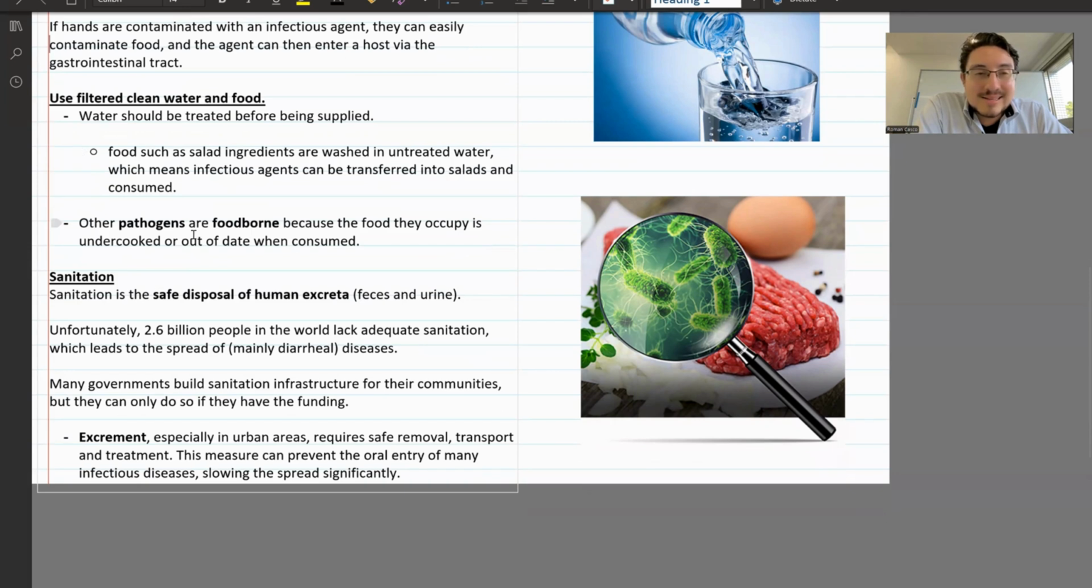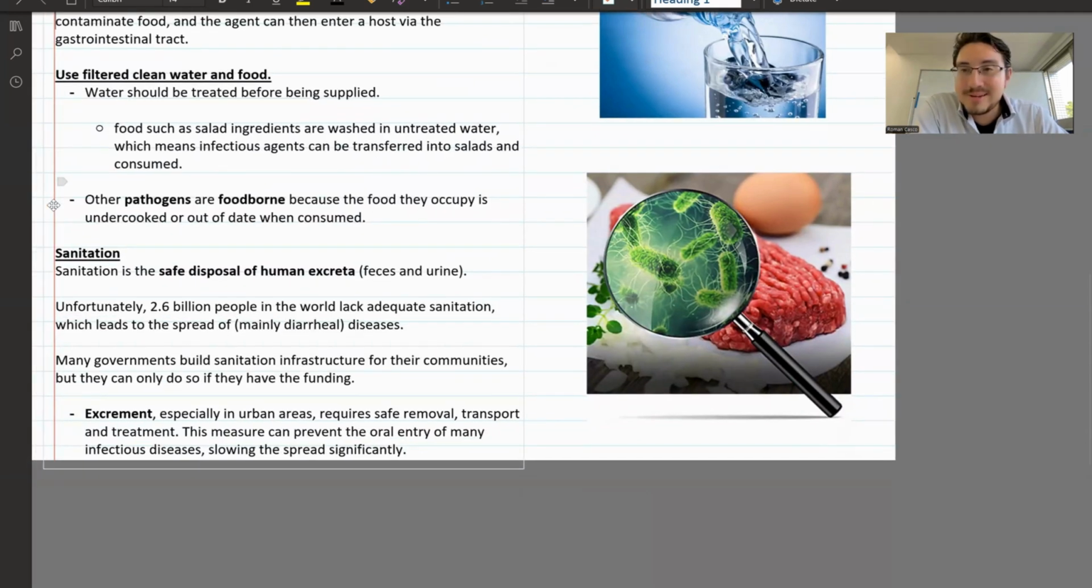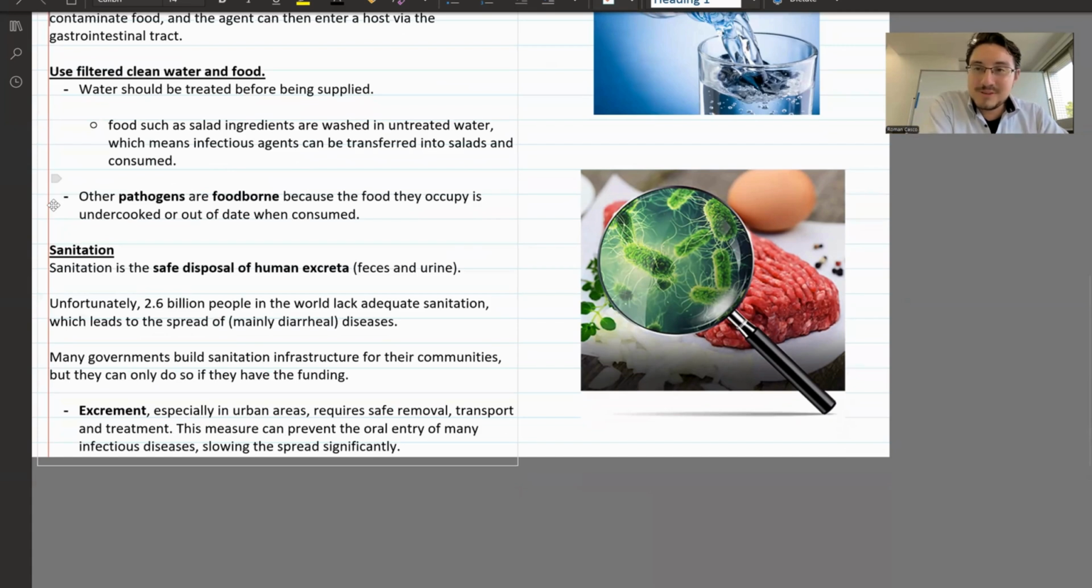Salad ingredients, right, are washed in untreated water. You can easily get infectious agents on the salad, and then you just eat it. You're basically saying, welcome, doors are open, come into my body, right? So you want to clean thoroughly. I've heard some people put drops of chlorine on salads to help clean the salad, and then they rinse the salad, right?